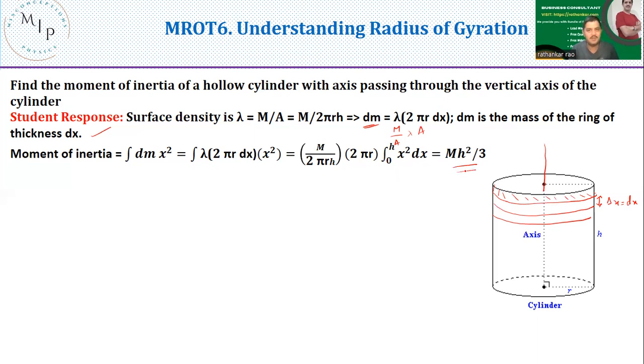Initially I thought, wow, this is right. But for a moment I got lost. And then I thought, how can it be mh squared by 3? Because we know that the moment of inertia of a hollow cylinder is nothing but mr squared.